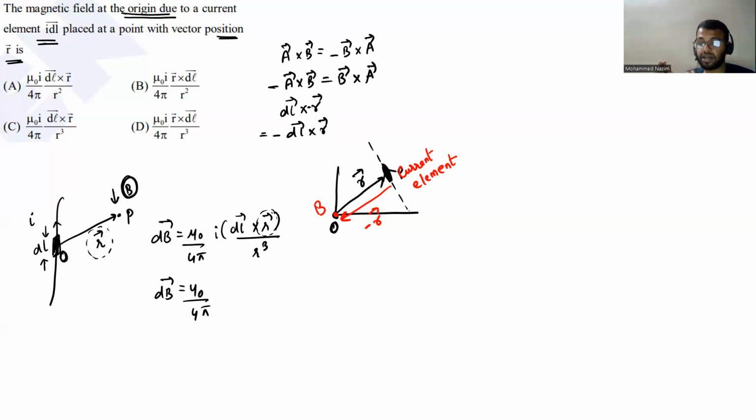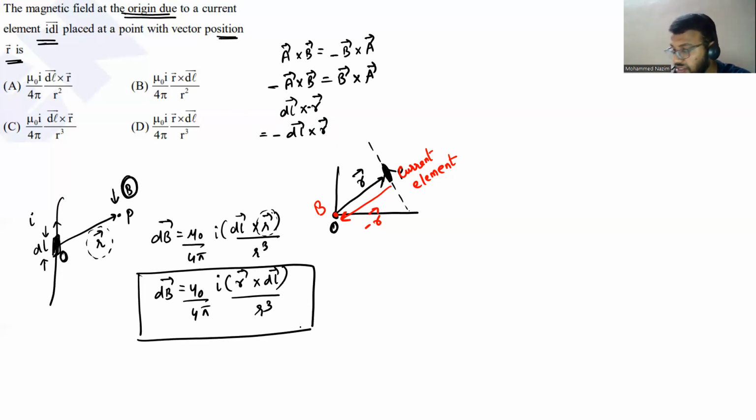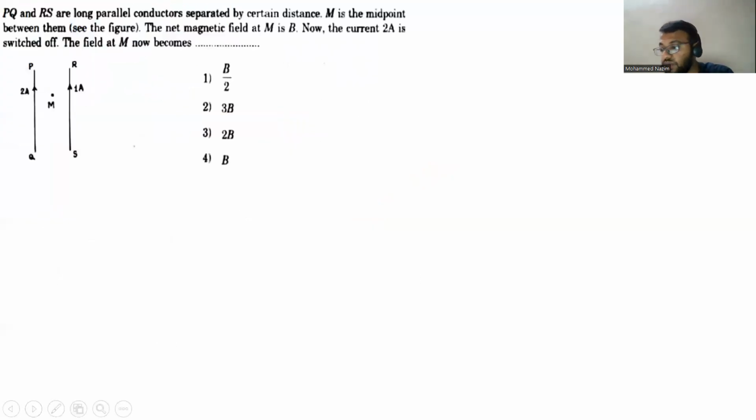dl cross R is not R cross dl. Minus of dl cross R is nothing but R cross dl. So R cross dl divided by R cube, this is the magnetic field, and that is there only in the fourth option. So you have to be very careful here. A cross B is equal to minus B cross A, or B cross A is the negative of A cross B. So we have minus of dl cross R, which is nothing but equal to R cross dl. So fourth option.